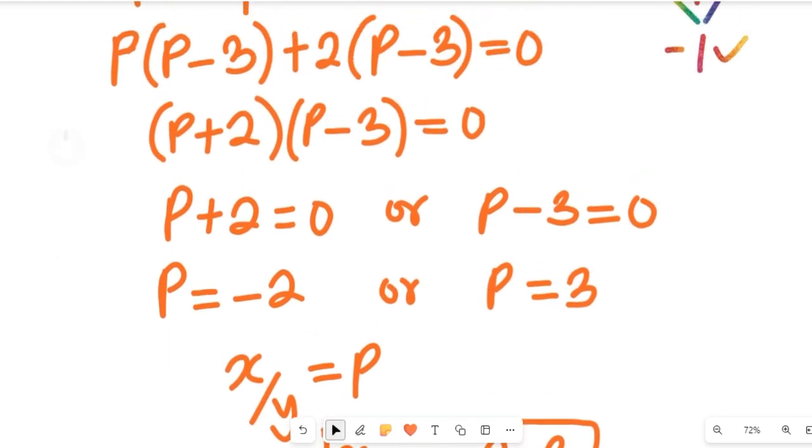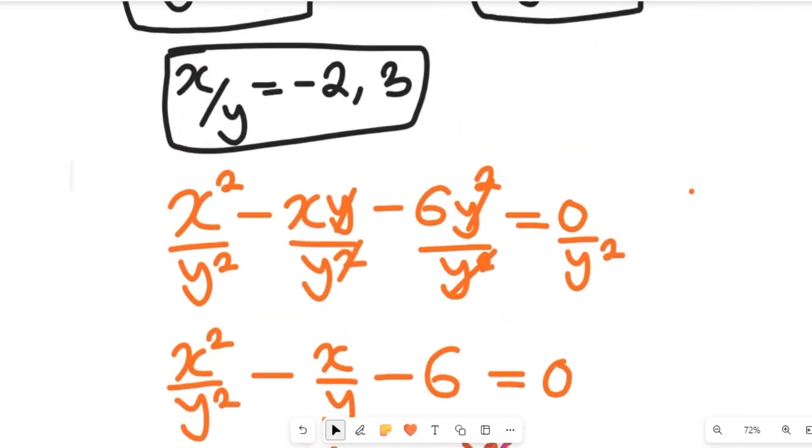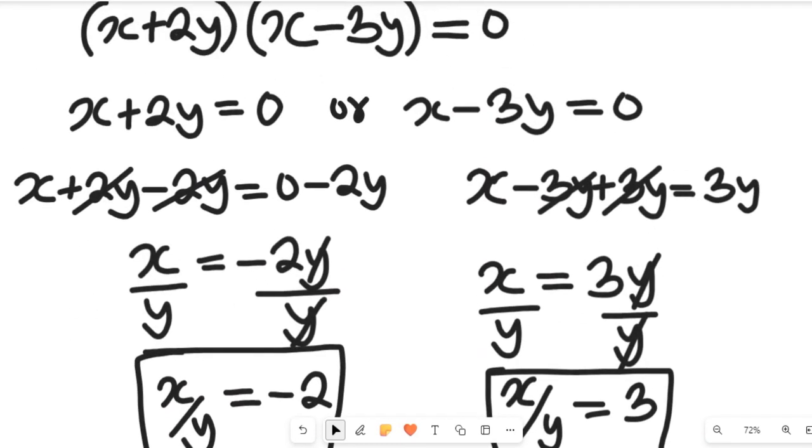You see, you can solve this equation using 2 different methods, and that makes mathematics very interesting and fun.